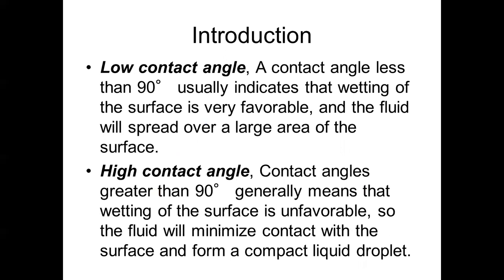So let's take a look and define basically the energies at the interface, or what the angles mean. So we would consider a low contact angle less than 90 degrees. And this usually indicates the wetting of the surface is very favorable and the fluid will spread over a rather large area of the surface. For a high contact angle, we would consider these numbers greater than 90. This generally means the wetting of the surface is very unfavorable, so the fluid will minimize its contact with the surface and form a more compact liquid droplet.